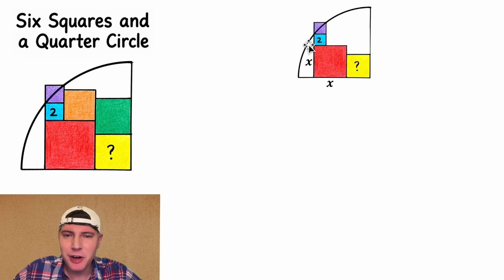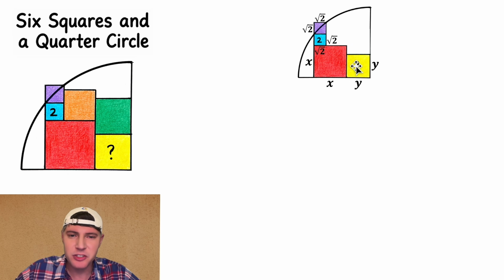Since the blue square has an area of 2, we know each of the sides are equal to the square root of 2. And the purple square shares a side with this square, so it also has side lengths of square root of 2. And I think that's everything we know. We do need to find the area of this yellow square, so let's label this y and this y. And ultimately, we're trying to find the area of this square, which will be y squared. So how are we going to do this?